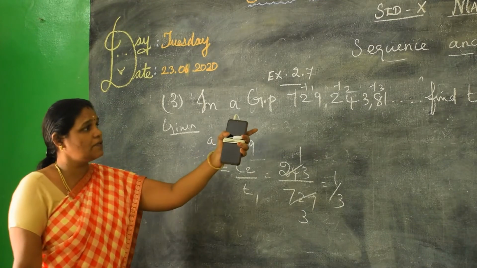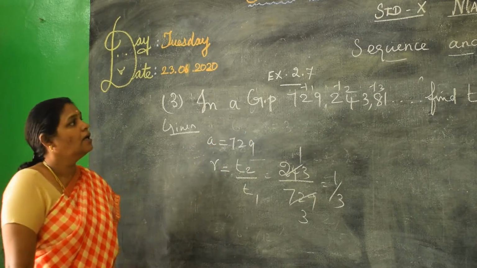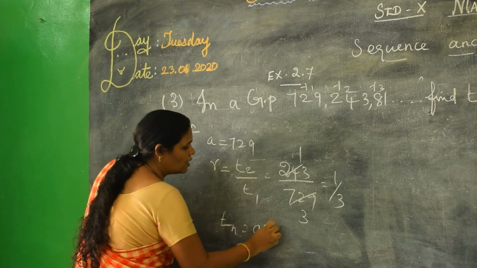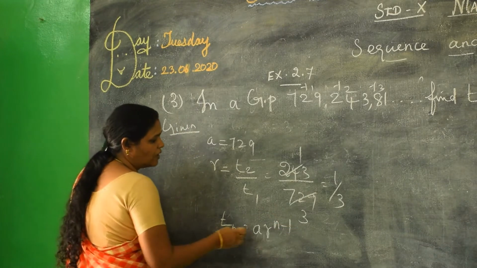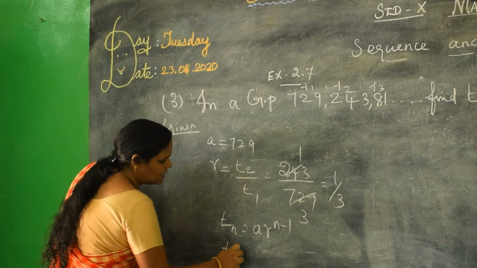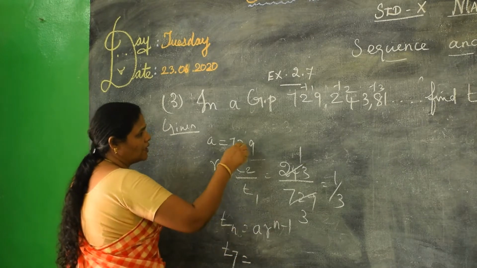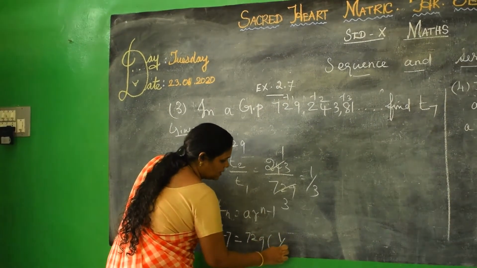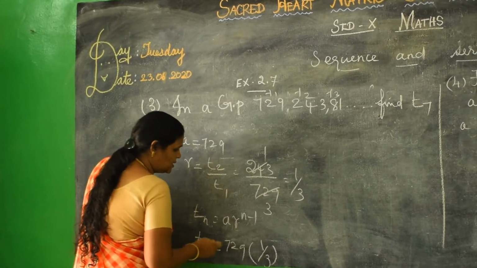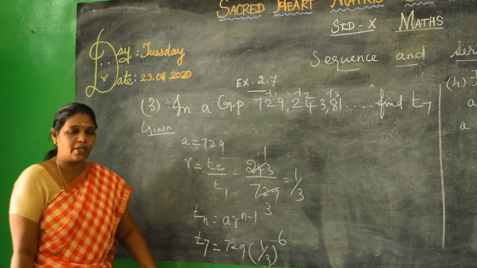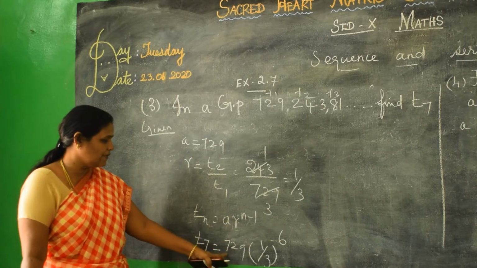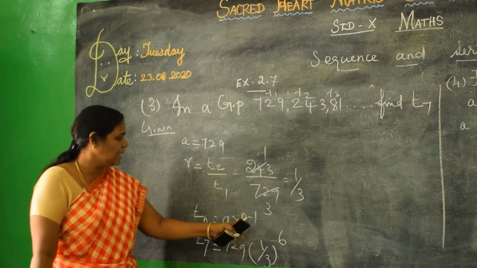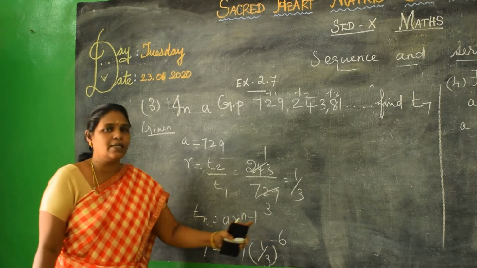So as I said before, what is the nth term in a GP? That is Tn is equal to A R power n minus 1. So here your n is 7. That is T7 is equal to, you substitute the value 729, and your R is 1 by 3, to the power n minus 1. n minus 1 means 7 minus 1, 6. Do you understand, children? Here I substitute the value of A as 729 and the value of R as 1 by 3. n is 7 here, so 7 minus 1, 6.